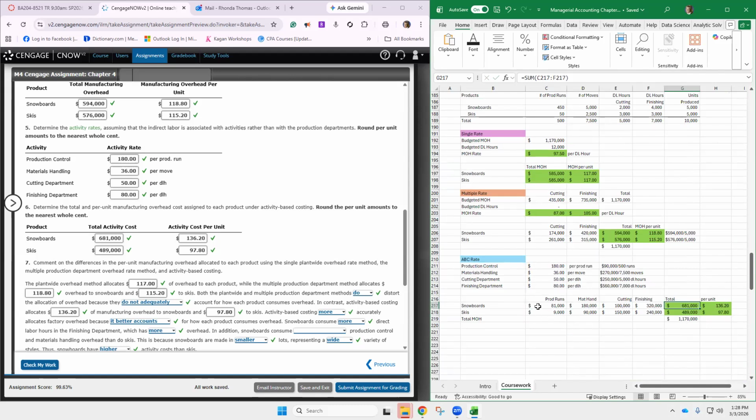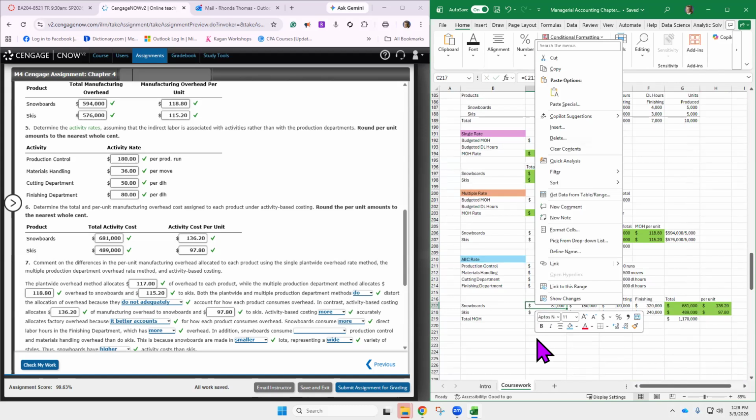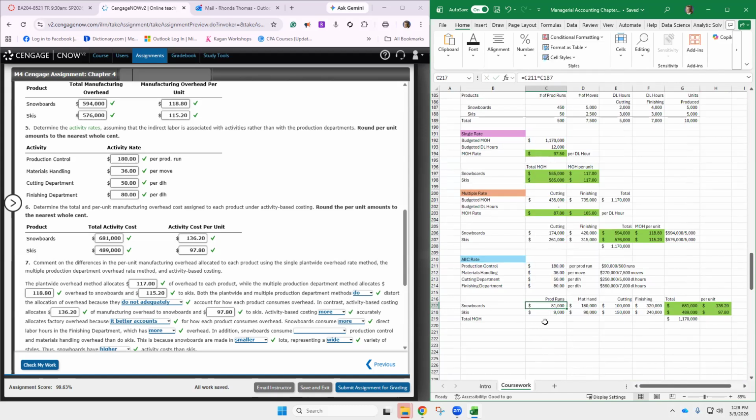So when it comes to product runs, snowboards are taking quite a bit because they have so many, right? And skis don't have that many product runs. I'm going to show you how I got the 9,000. So it's $180 times 50. That's quite a bit different, right? That's quite a bit different.